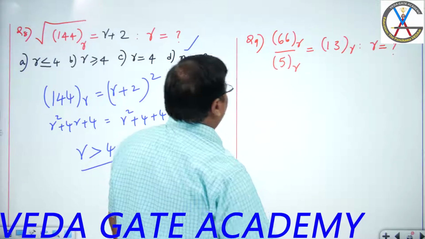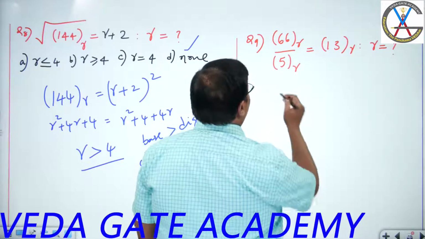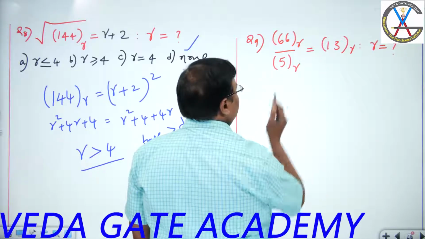67 base r, 5, 1, 3 are equal to. So apply the base numbers. Take 5 that side.